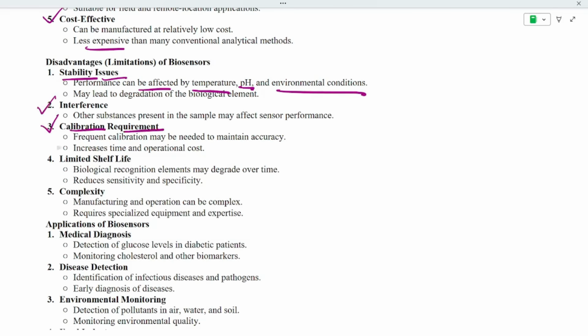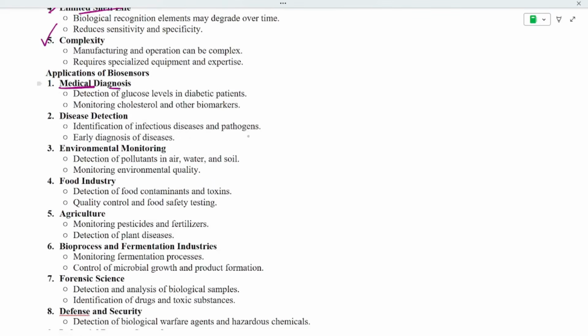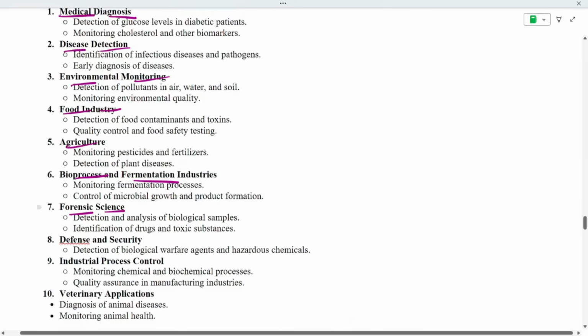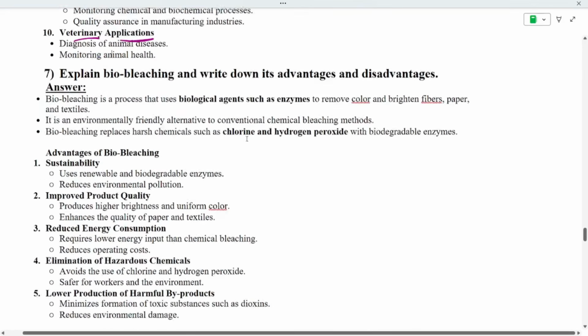Interference, calibration requirement, limited shelf life, it will not last for a longer duration. And next, the complexity. Next, if you come to the applications, that is medical diagnosis, disease detection, environmental monitoring, food industry, agriculture, bioprocess and fermentation, forensic science, defense and security, industrial process control, and veterinary applications also they use.